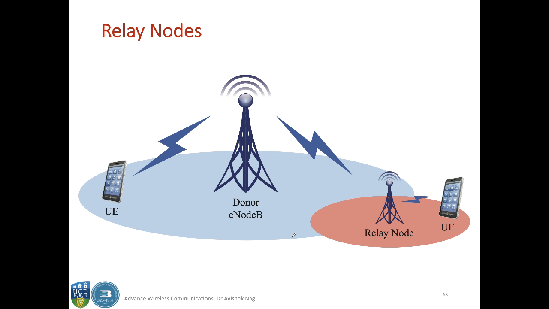Okay, so here is the concept of relay node. So you have a small relay node here between the UE and the eNode B. So the relay node receives the signal and then relays it to the eNode B, by doing some error correction and retransmitting. Okay, so this is the concept of relay nodes.